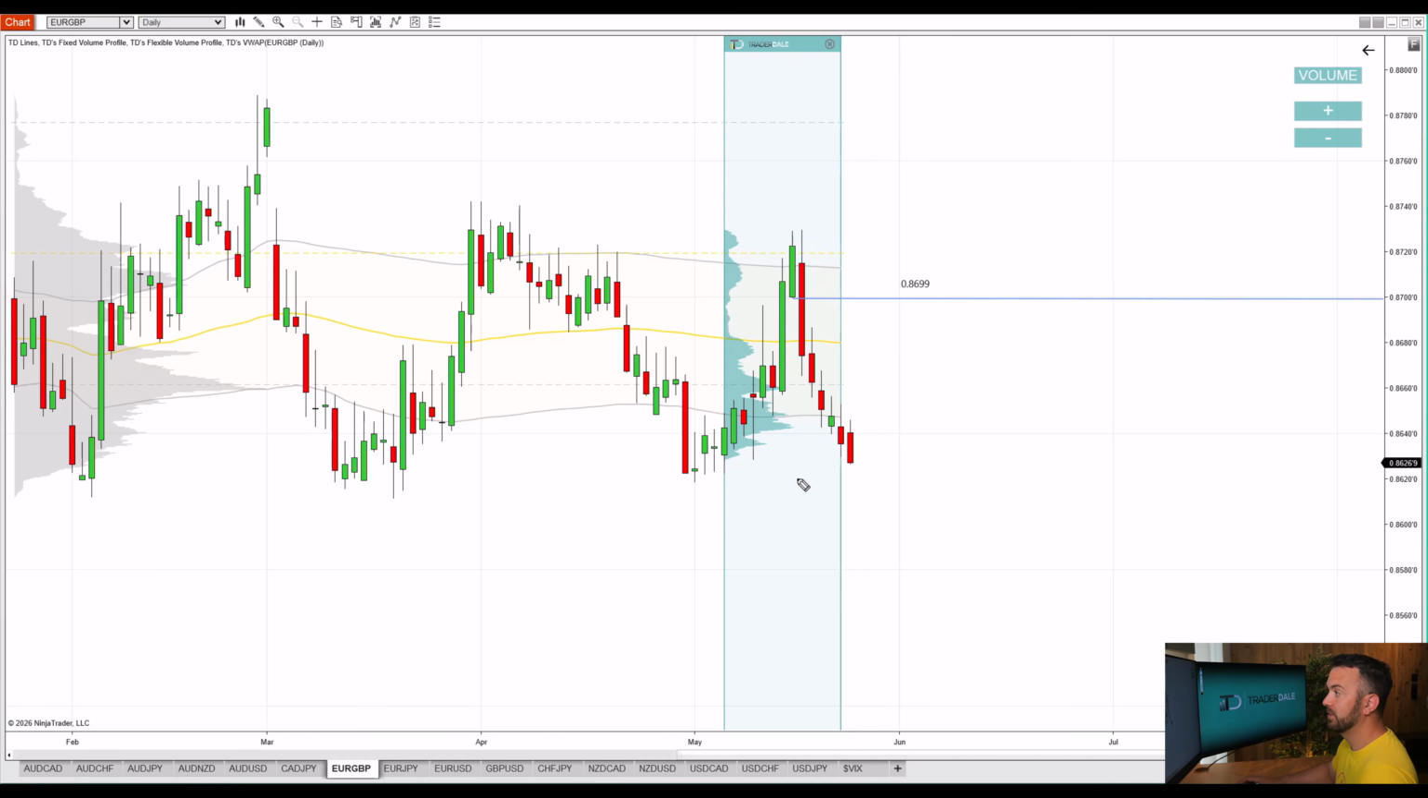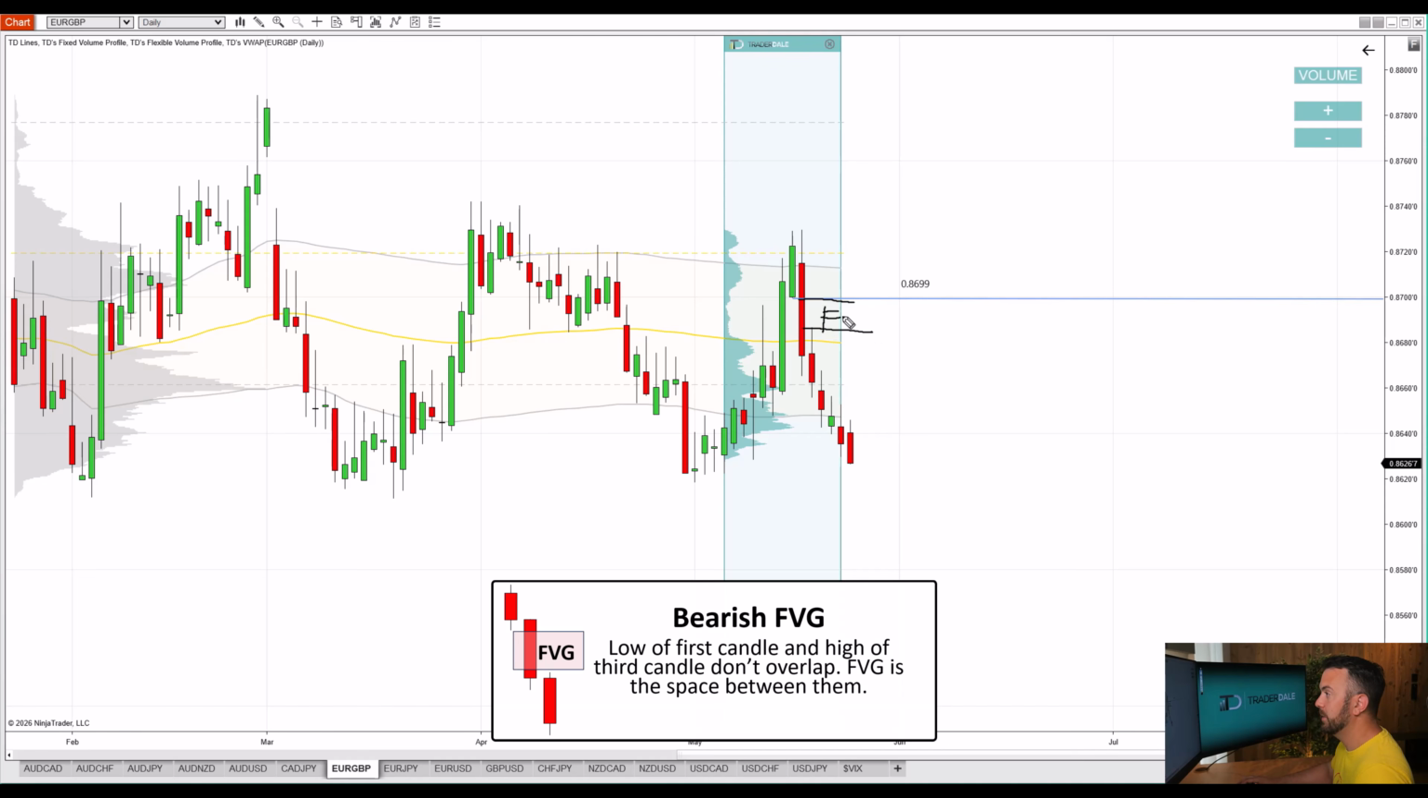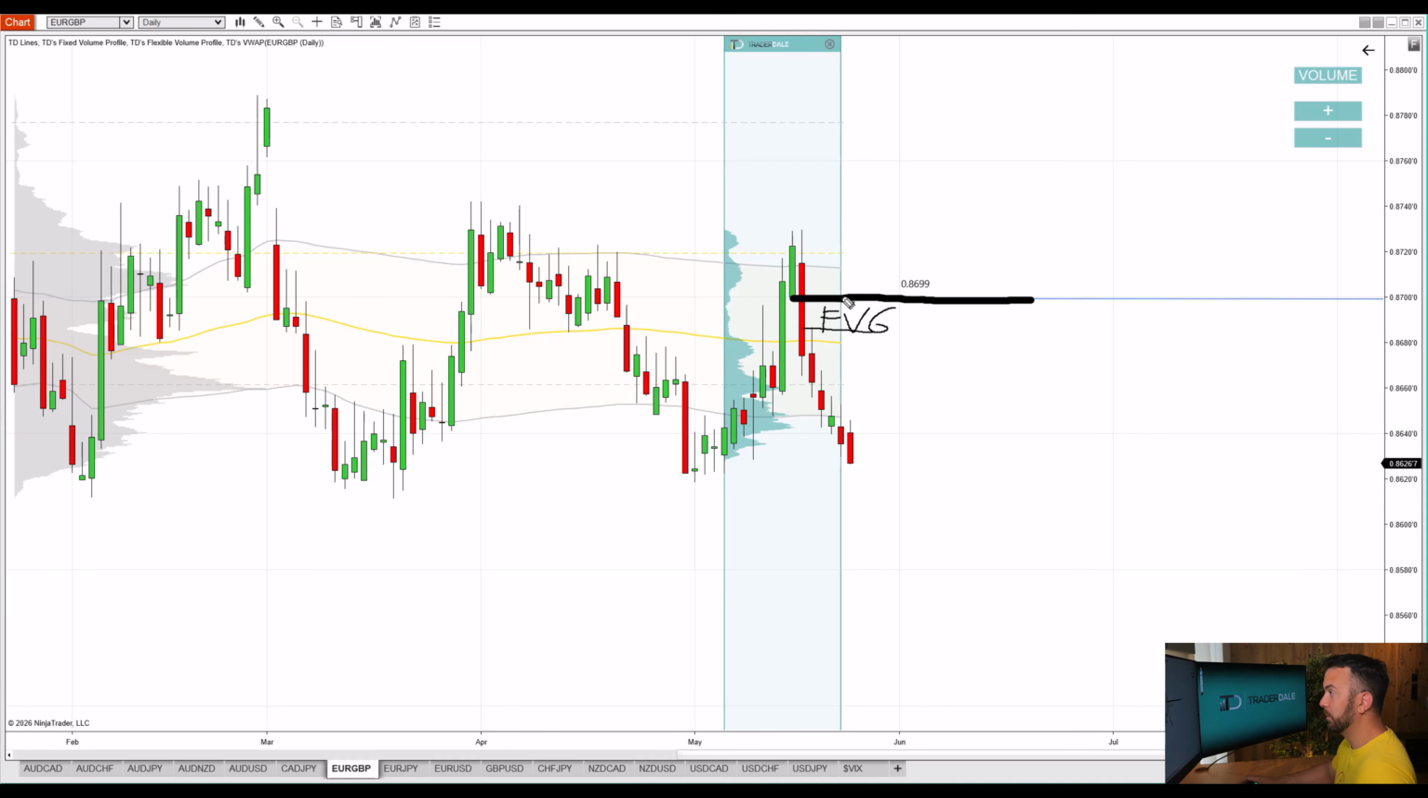And when there is a rejection, I also like to see fair value gap. We have our fair value gap in here. It's from Smart Money Concepts, and it kind of adds strength to the level because it shows the aggressivity of the sellers who are pushing the price downwards. This level, which I highlighted here, which is at 0.8699, is the beginning of the fair value gap, right? Because this is a bullish fair value gap.